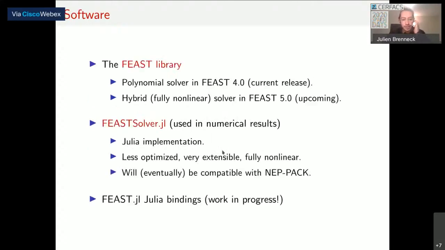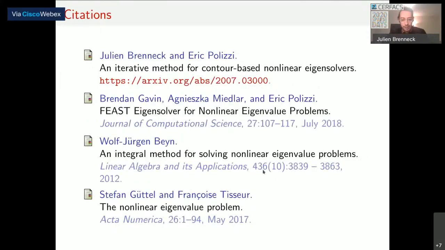And this exists right now in the FEAST solver Julia package that I've written. There's also the FEAST Fortran library, the reference library, that currently has a polynomial solver and will have a fully nonlinear solver. The Julia one is much less optimized than the Fortran code, but it's much more extensible, and it will hopefully be compatible with any PEP package. If you need that, let me know. Also, there will eventually be FEAST bindings in Julia if I can figure out some compiler bugs.